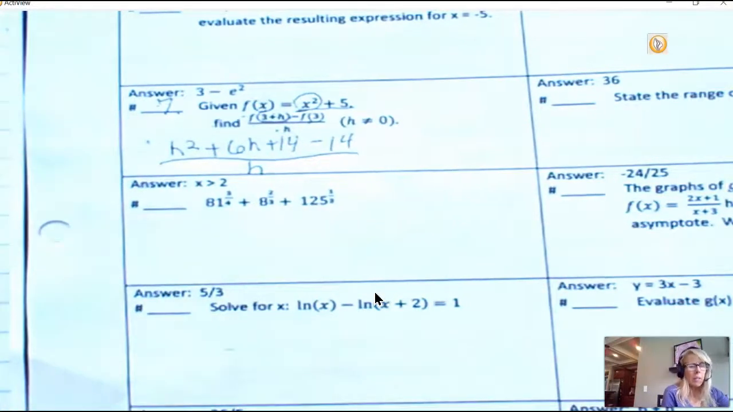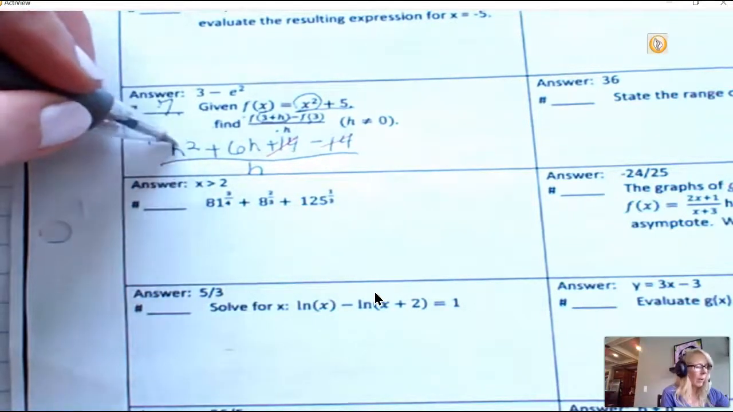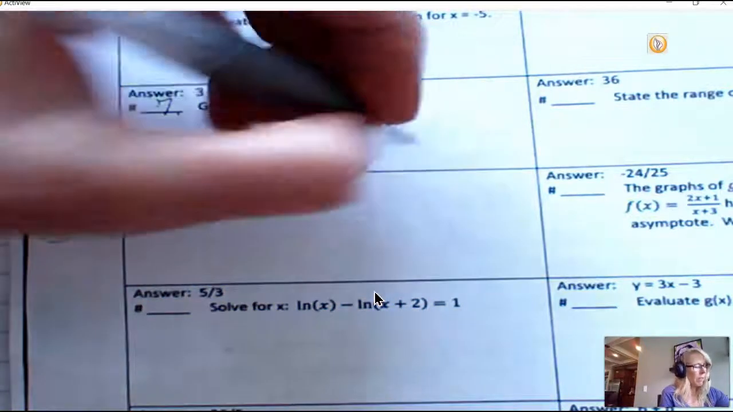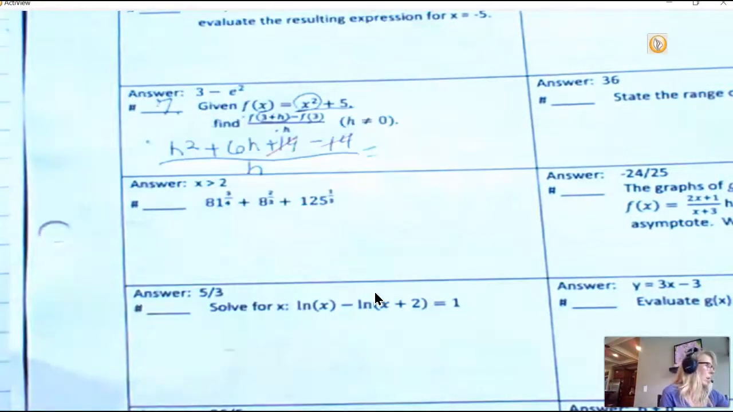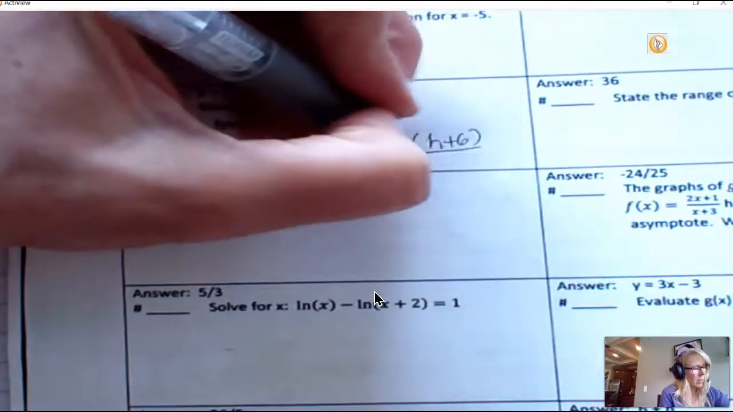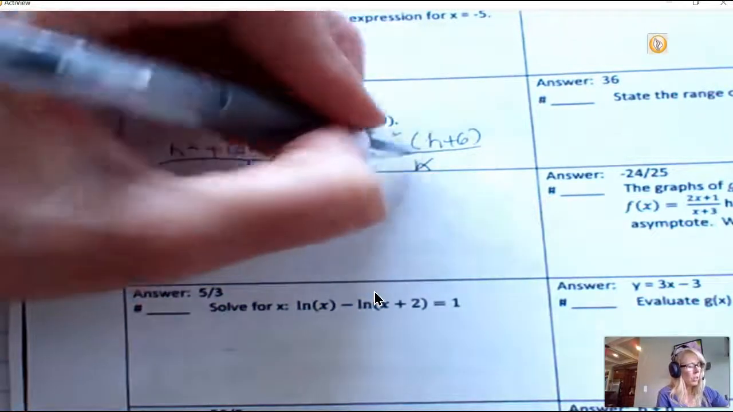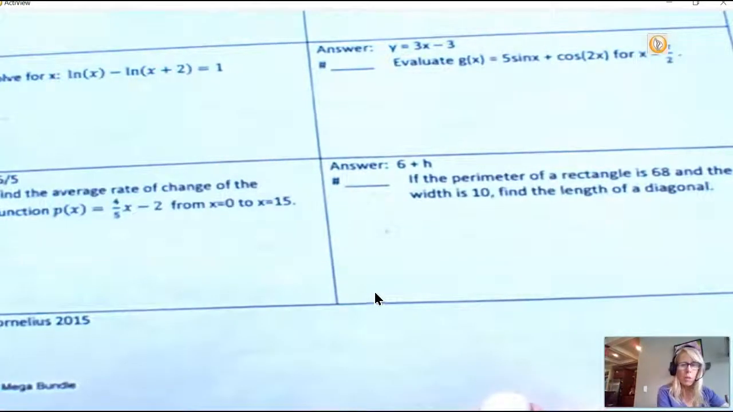Okay, now there's no answer on here that looks like that. We kind of have to play with this a little. You notice the 14s will cancel. And then you notice that in the numerator we have h in both of the terms there. So let's go ahead and factor an h out and make that h times h plus 6 over h. And you can see very quickly you can cancel out your h's. You are left with h plus 6, which I think is the same thing as 6 plus h, which is down at the bottom on the right.